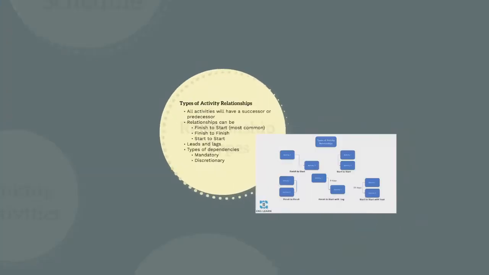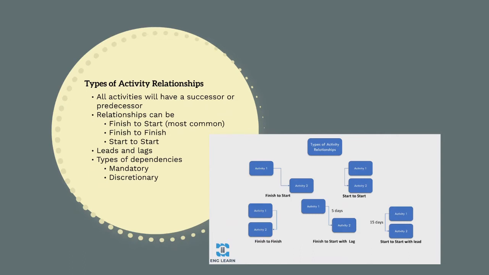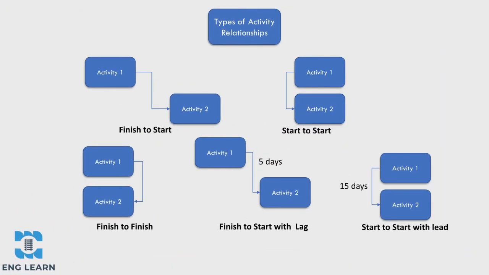So, types of activity relationships. All activities will have a successor or a predecessor, except for the first and last activities. A number of different types of relationships can exist between activities. The most basic and common relationship is a finish to start relationship.